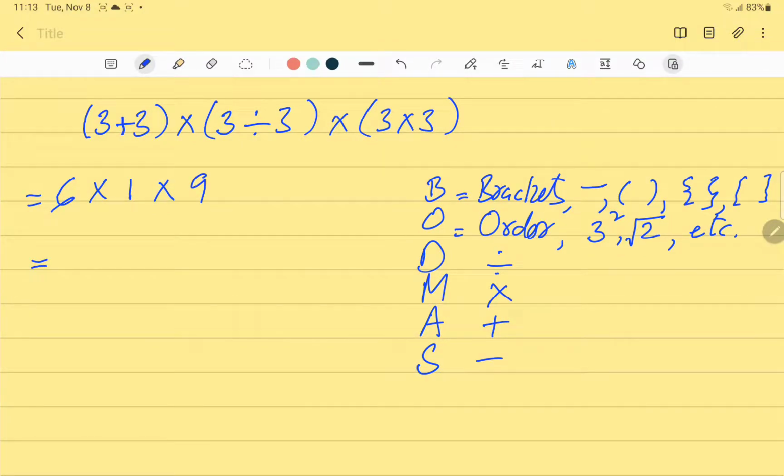Now we multiply all the 3 numbers. 6 into 1 is 6 and 6 into 9 is 54, which is the answer of this question.